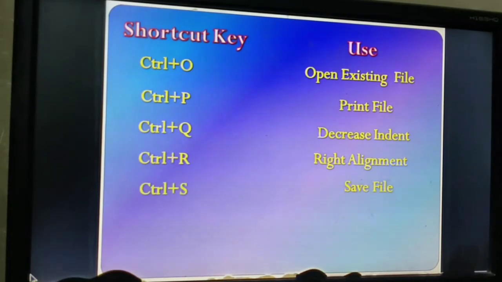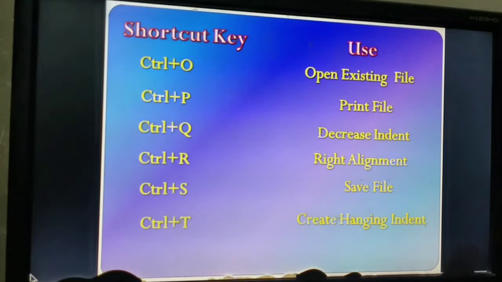Next, Ctrl plus S, the well-known shortcut key to save a file. Ctrl plus T is used to create a hanging indent. Hanging indent is when you have a paragraph and you want it to be in paragraph mode from the second line, while the first line should not be in paragraph mode. So you can use the Ctrl plus T option.